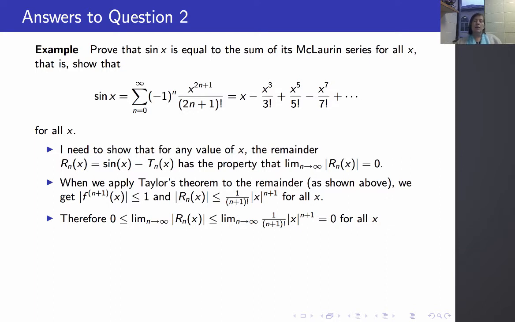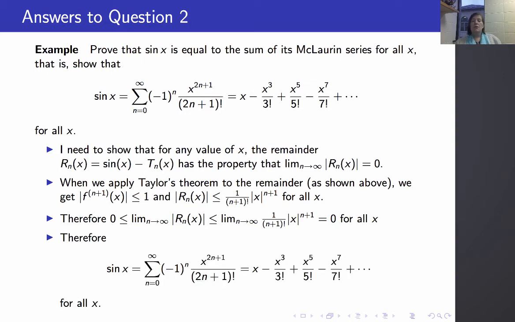Well, looking for the limit as n goes to infinity of the absolute value of Rn of x, we know it has to be greater than or equal to 0 because it's an absolute value, and it must be less than or equal to the limit as n goes to infinity of the absolute value of x to the n plus 1 over n plus 1 factorial. However, we saw earlier that this limit equals 0. This was the very important limit we pointed to when we saw that the series, the sum of x to the n over n factorial, converged.